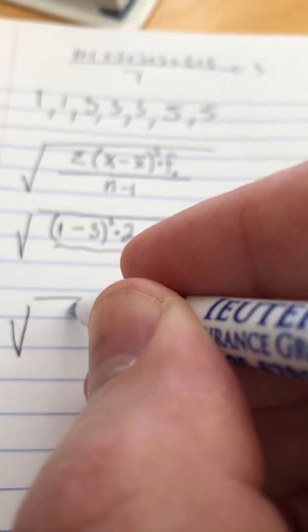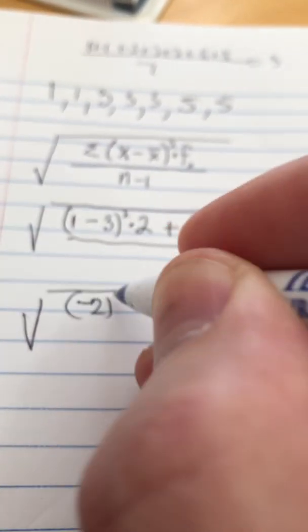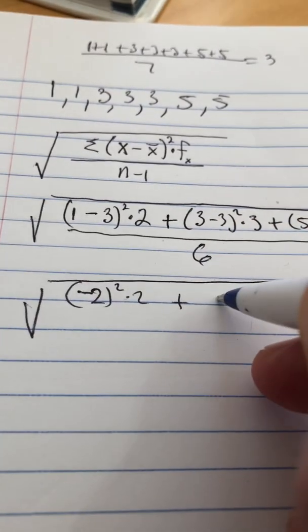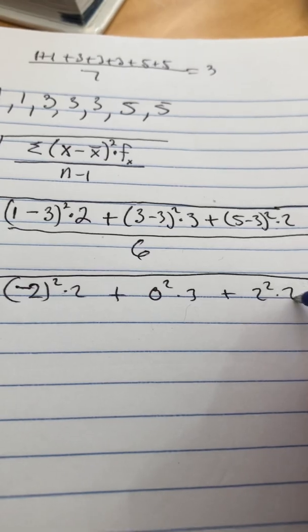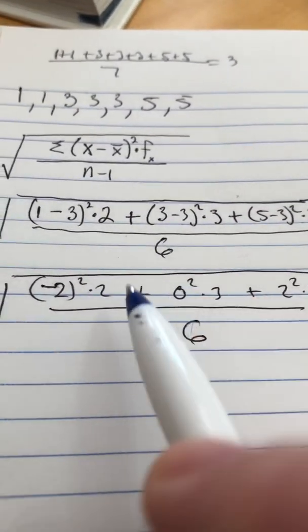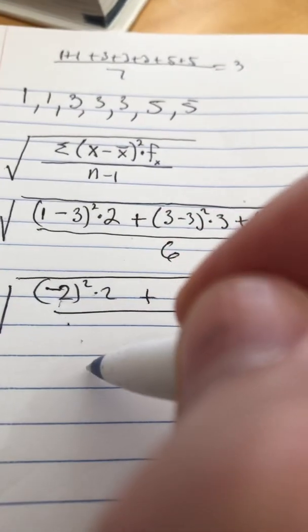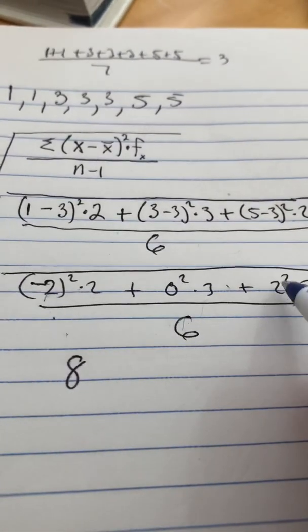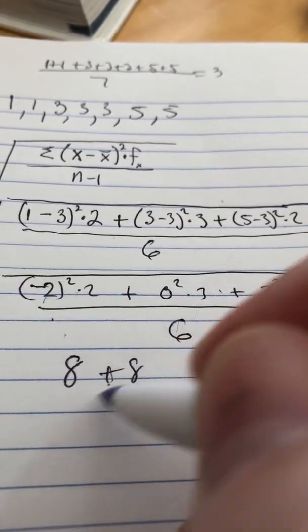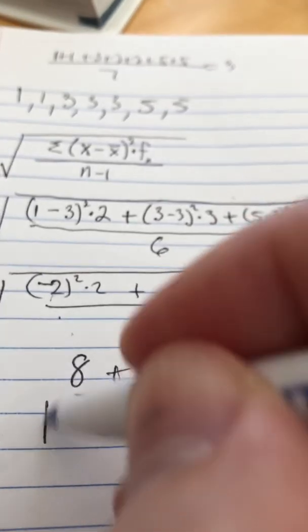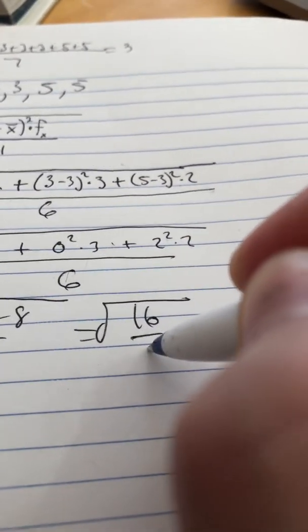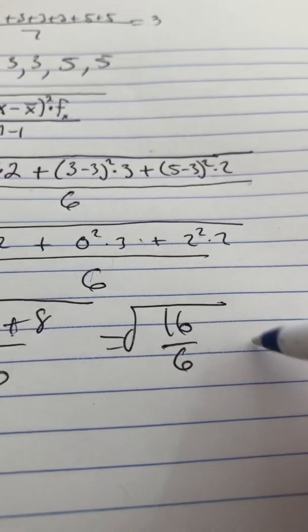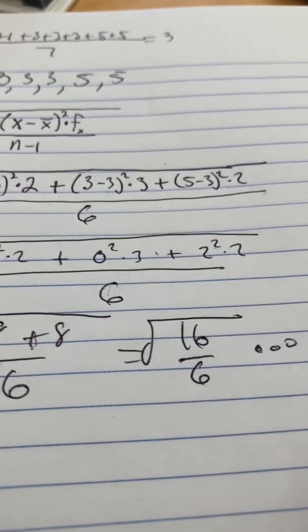So this is now the square root of negative 2 squared times 2 plus 0 squared times 3 plus 2 squared times 2, over 6. Well, that's going to be 4 times 2 is 8. That's just 0. 4 times 2 is 8. Okay, so I have the square root of 16 over 6. And you can get that from your calculator, so I'll put dot, dot, dot.